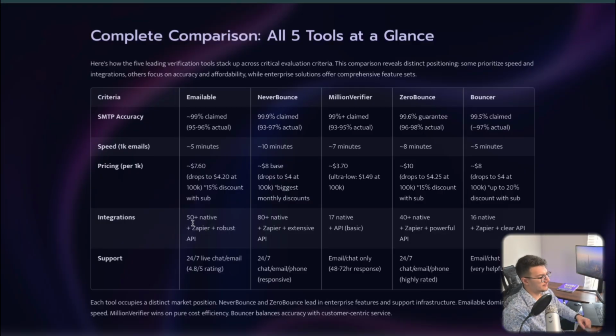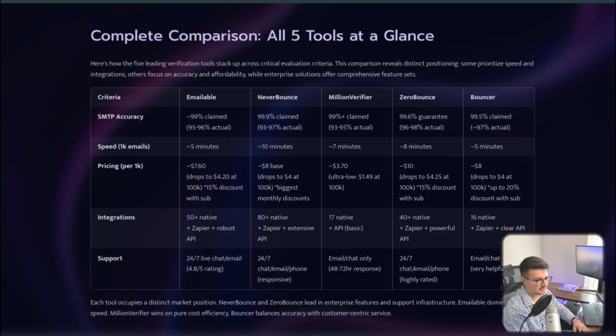So for Emailable, you have 50 plus native platform integrations. It's also on Zapier. You do have a robust API documentation as well, if you want to code and create your own things. Now, for NeverBounce, they come in at the most. You have 80 plus native integrations. There is also Zapier, and you also have an extensive API and documentation. Million Verifier is going to come in at the bottom here with 17 native integrations and just a basic API that they have set up. Zero Bounce, 40 plus native integrations, Zapier, powerful API. And Bouncer has the least amount of native integrations, but their biggest strong suit is they have a Zapier and a clear API.